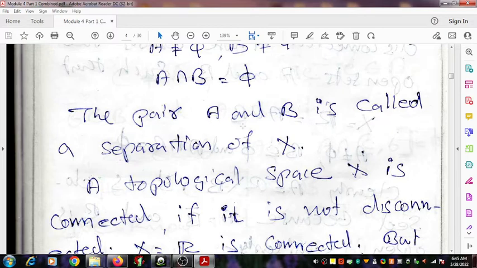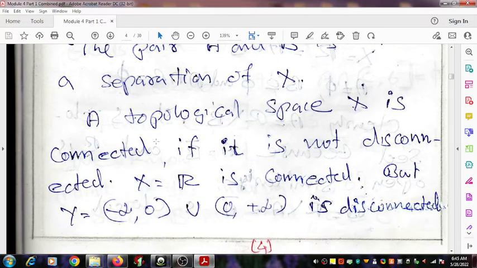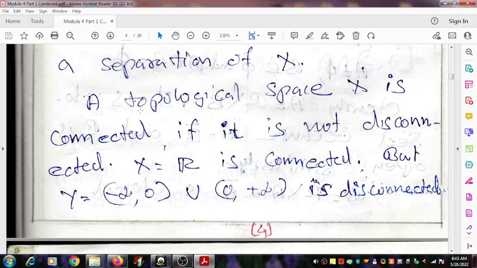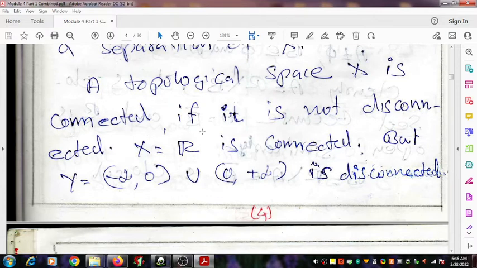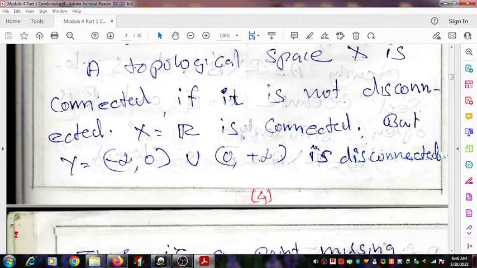The pair of open sets A and B is called a separation of X. And now we can define connectedness of a topological space. A topological space X is connected if it is not disconnected. So if a topological space cannot be disconnected, then we say that it is a connected space.